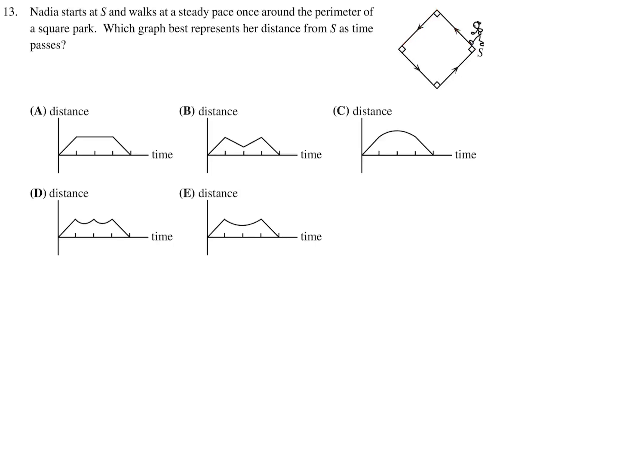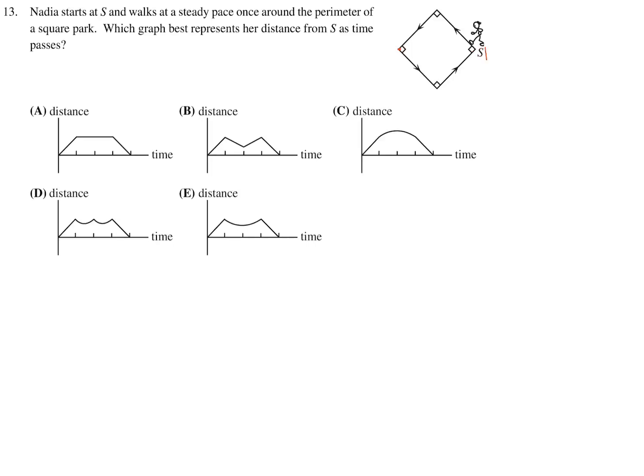Now, they have these 5 graphs, right? And they're very similar. They didn't actually make these graphs that much different. But there's just one really key thing that you look at to differentiate these 5. And that is this point right here. That point right there. At that point, she is the farthest she can possibly be from S. Correct? I hope you agree with me.